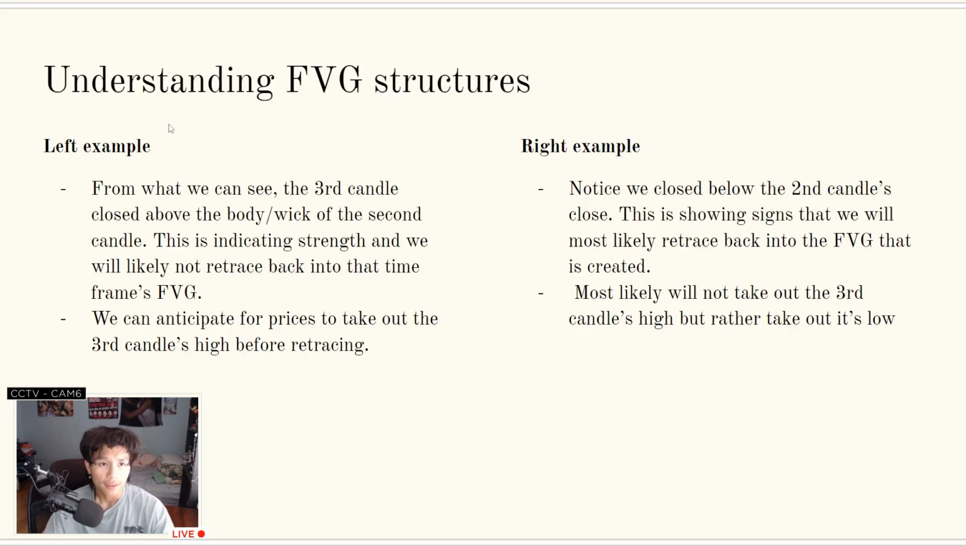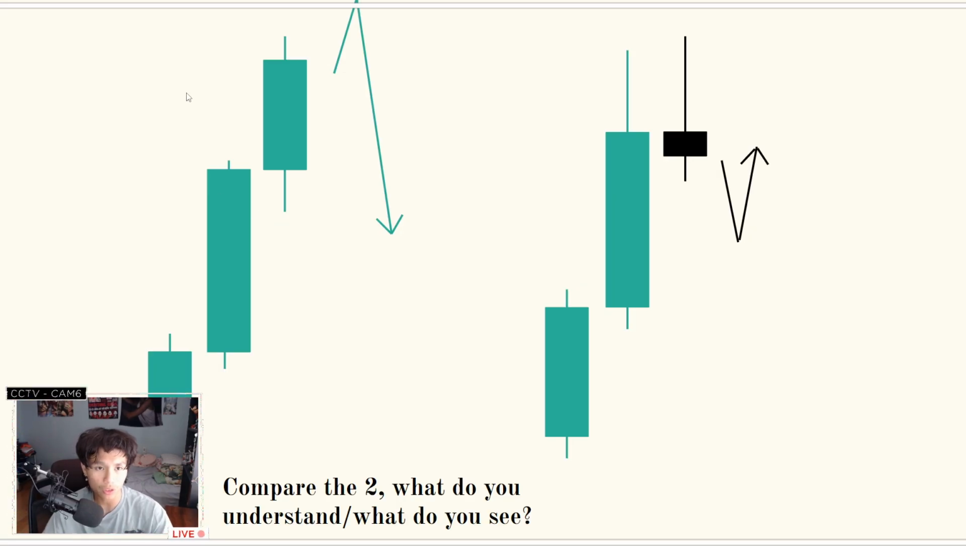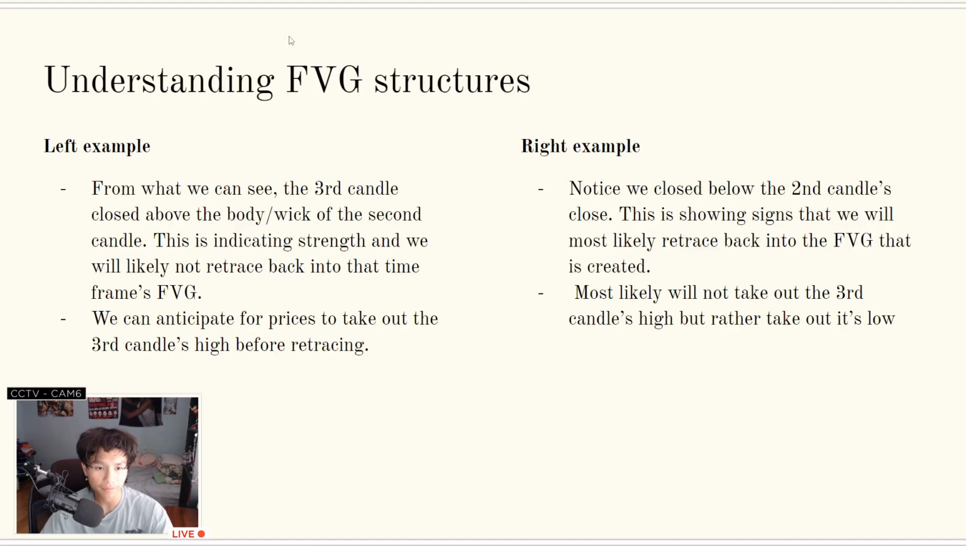So this is basically a written explanation of what just happened on the previous slide. On the left side example, from what we can see, the third candle closed above the body and wick of the second candle. So we closed above this candle's wick and this candle's body. And we can anticipate for prices to take out the third candle's high, and it indicates strength, and we will likely not retrace back into that time frame's fair value gap.